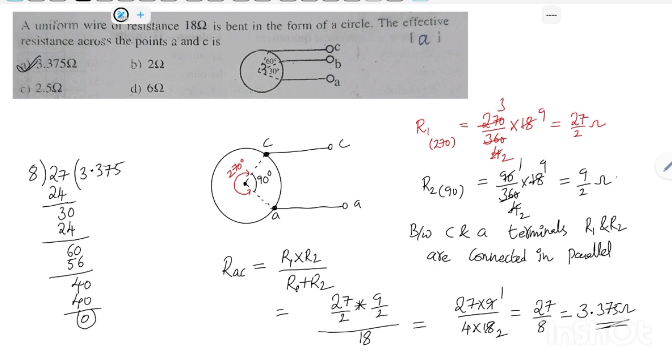Okay, so A is the correct answer. In this way we can solve this simple problem using parallel combination of two resistances. I hope this video gave you some understanding on how to find the equivalent resistance in some special cases like this.